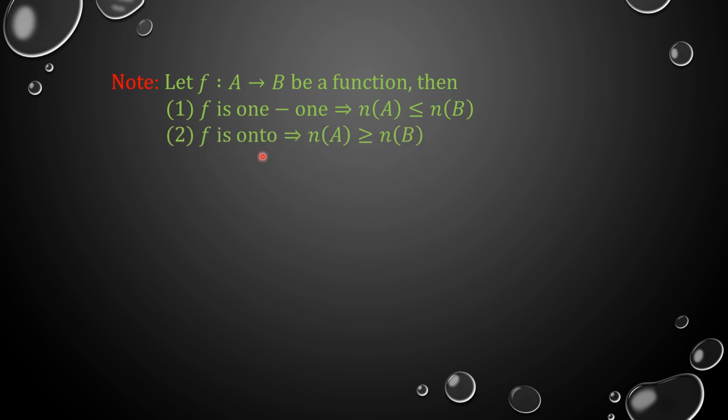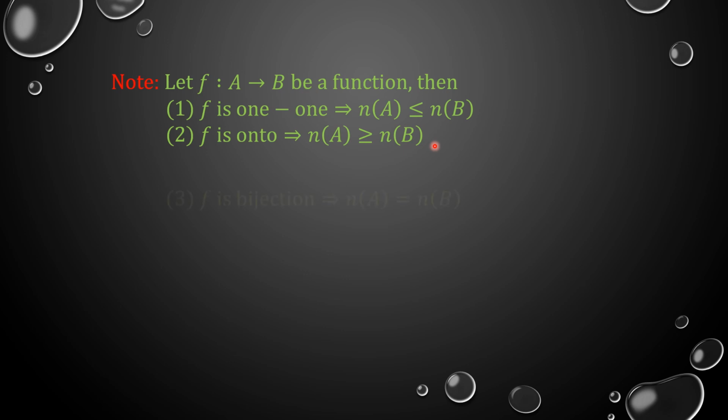Then the second one, if f is an onto function, then as you see in the oval diagrams you already drew, in the set A there must be some more elements than the set B, or there are an equal number of elements in A and B. This is the condition. If a function is onto, then it will be a consequence of that.